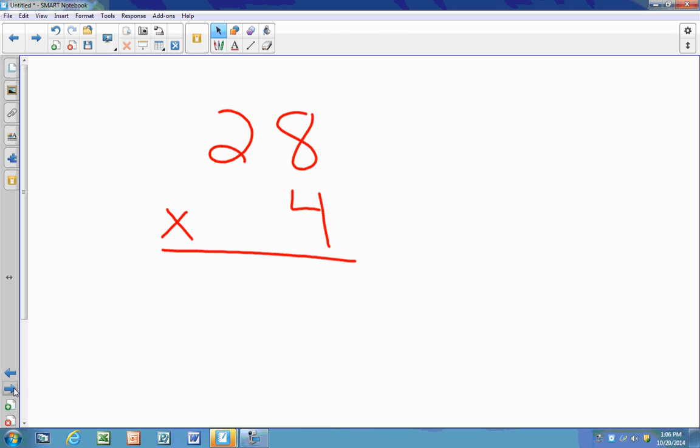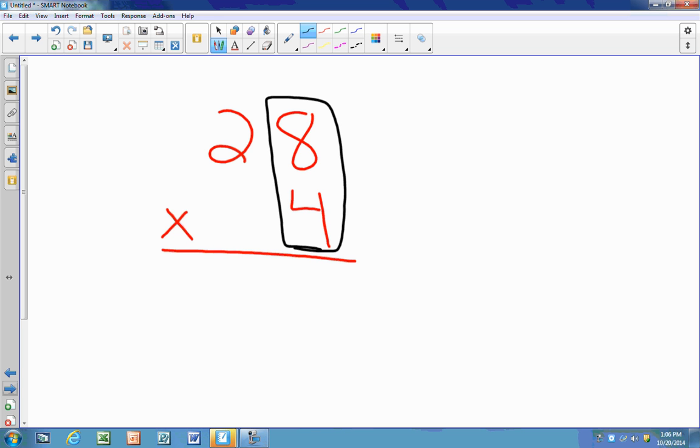So for our example, first we have a two-digit number, 28, multiplying it times a single-digit number, 4. The first thing we do is start in the ones place. Now we multiply 4 times 8, and 4 times 8 is 32, so we put the 2 down and carry the 3 up to the top.